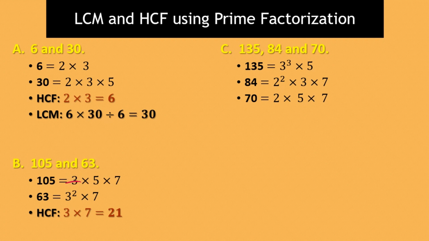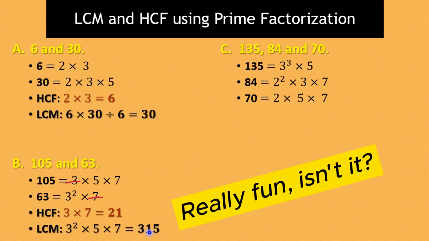They also have 7 in common. So cancel out one of the 7s. Now, the numbers that are left uncancelled, we will write them out and multiply them to give you the lowest common multiple. Really fun, isn't it?